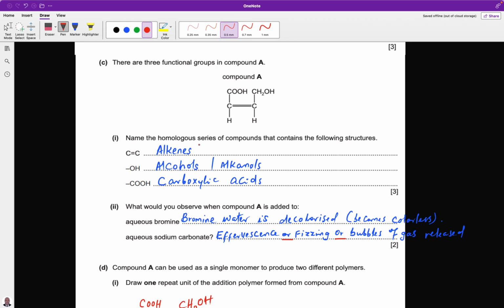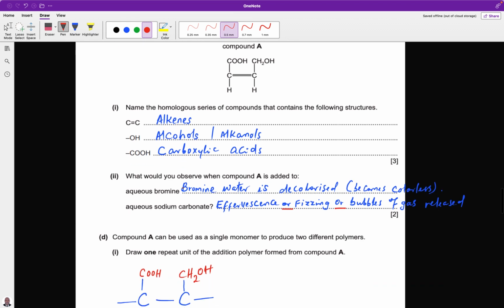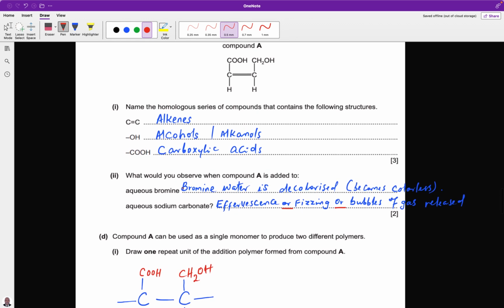Name the homologous series of compounds that contain the following groups. Okay, now the double bond is the alkene. The OH group is the alcohol, or in some other books you can call it alkanols. Then the COOH is what we call the carboxylic acid group. Functional group, once more, let me come back there again.